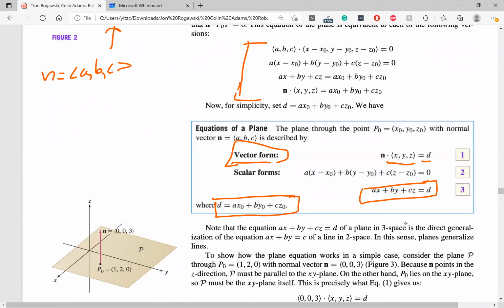But if you want to find d, there isn't any reason to memorize that formula. All you really need to know is this formula, and what the A, B, and C stand for. They're your normal vector. And then if someone gives you a point in the plane, you just plug that in to x, y, and z, and that will tell you d. So that's basically the information that you need. You need to know how to find the normal vector and how to plug a point into this equation to find d.